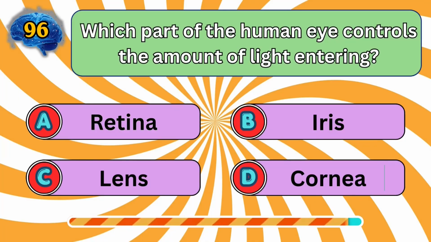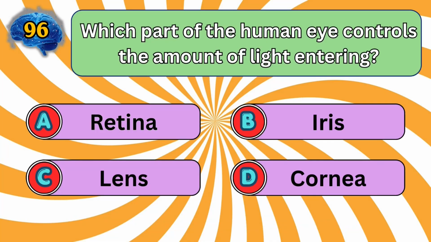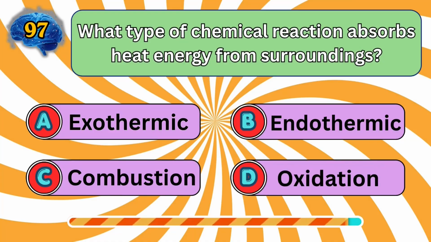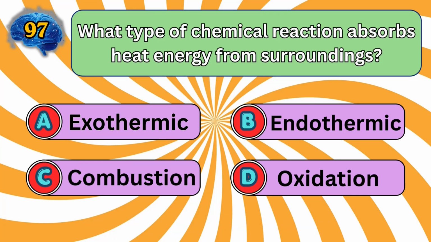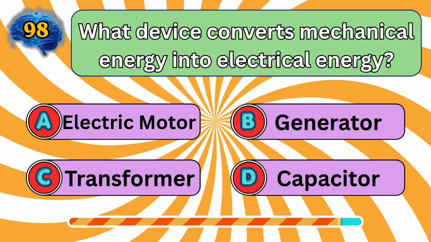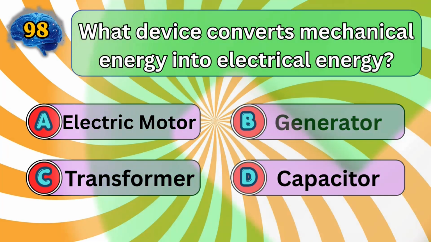Which part of the human eye controls the amount of light entering? Retina, iris, lens, cornea. Iris. What type of chemical reaction absorbs heat energy from surroundings? Endothermic. What device converts mechanical energy into electrical energy? Generator.